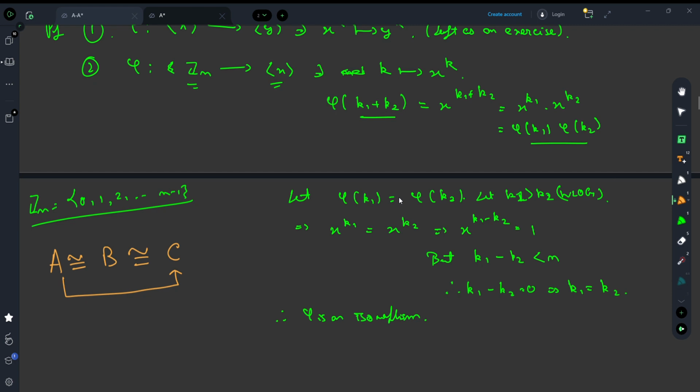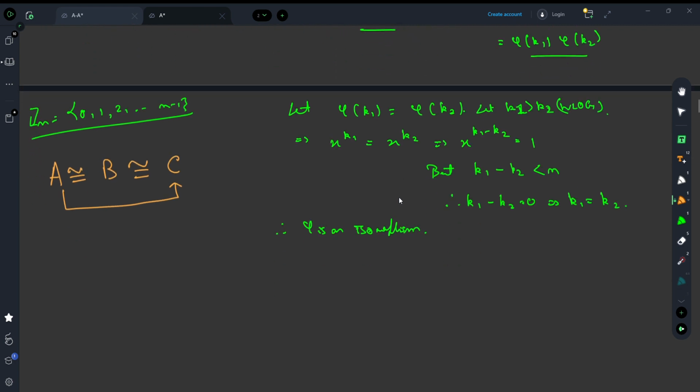If A is isomorphic to B, that is, the group structure of A and B are similar, then obviously the group structure of B and A are also similar. That means B is also isomorphic to A, and transitivity also holds. So the relation of isomorphism between groups is sort of an equivalence relation.